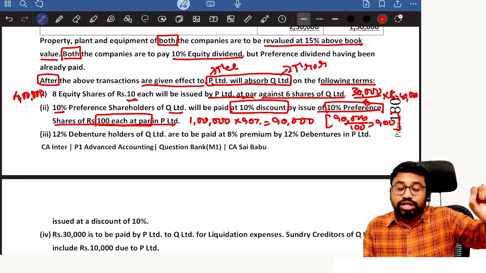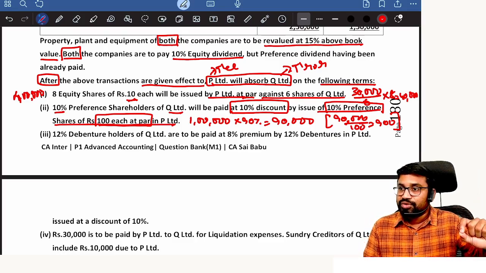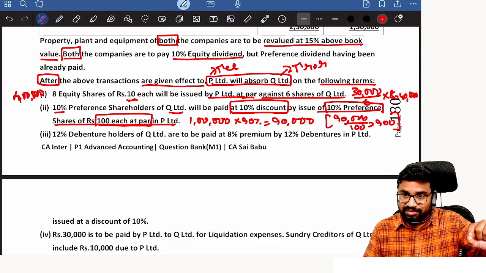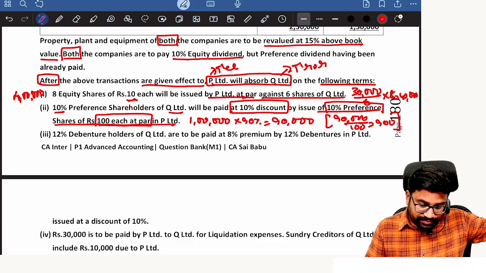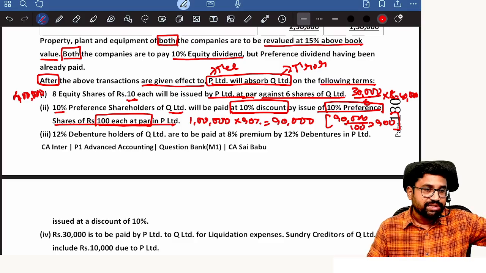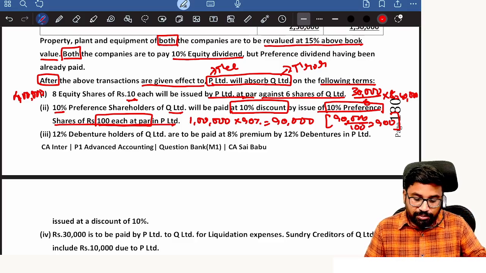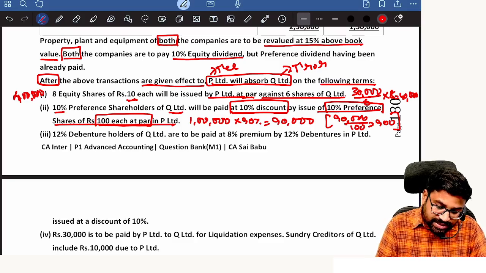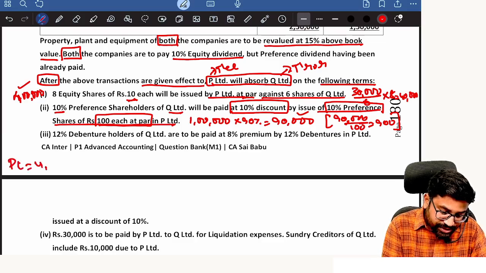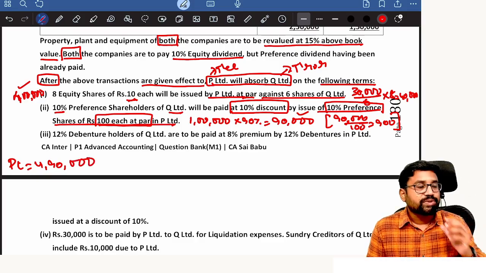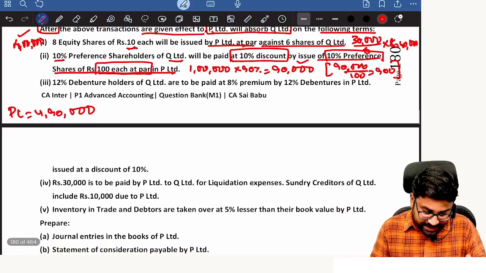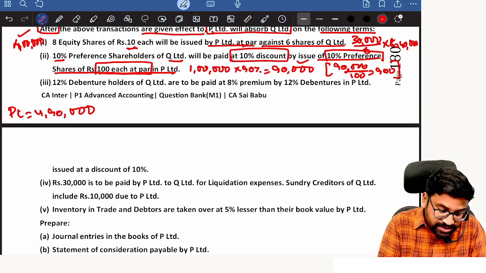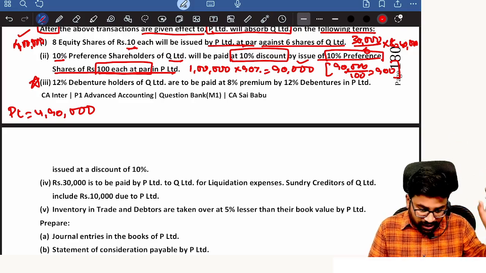Here we are not issuing preference shares at a discount. We are paying them at a discount of 10%. Therefore, the preference share capital of Q Limited is 1 lakh minus 10%, 90,000 is the PC. This 90,000 we are going to pay by way of 10% preference shares of 100 each at par. Therefore, total purchase consideration is 4 lakhs 90,000, so 4.9 lakhs. So purchase consideration in this problem is 4 lakh 90,000, because PC means only the amount paid to shareholders. Okay. Next up, point number 3. This is the most important point in this sum. Everybody please observe.